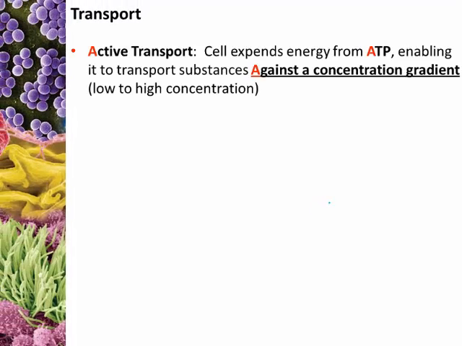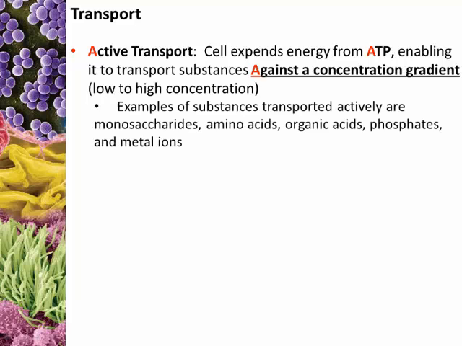So let's talk a little bit about active transport. This is a nice way to remember it, and you see I color-coded it here. All the A's go together. Active transport, cells expending energy from ATP, enabling them to move substances against the concentration gradient from low to high. You're shoving extra things into that junk drawer. They don't want to go. It's going to take more energy.